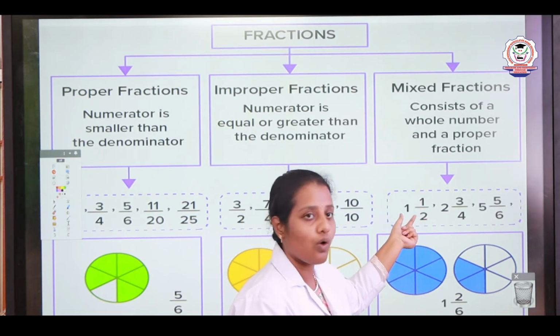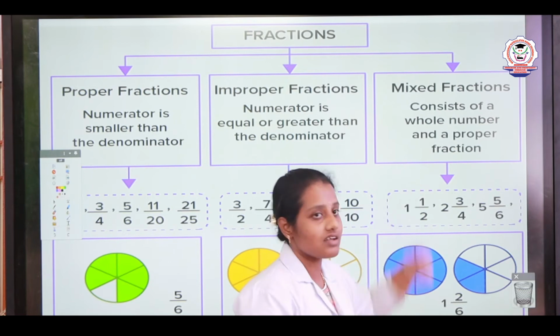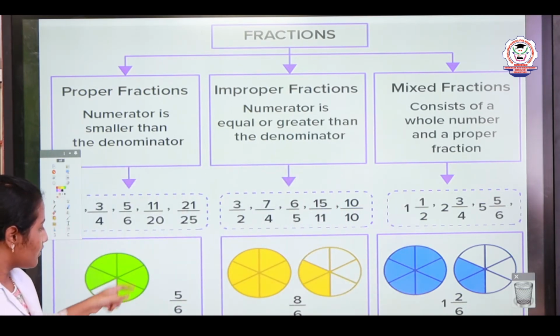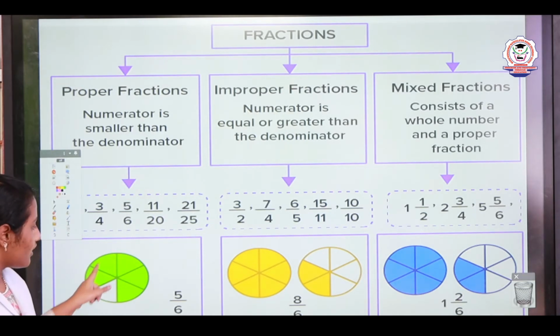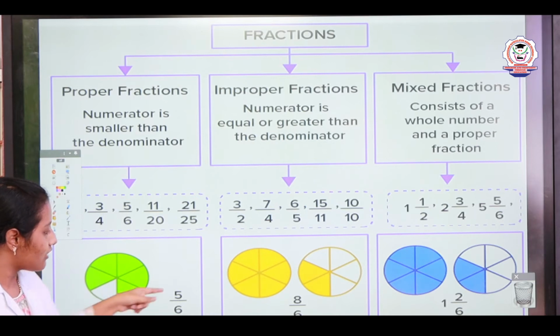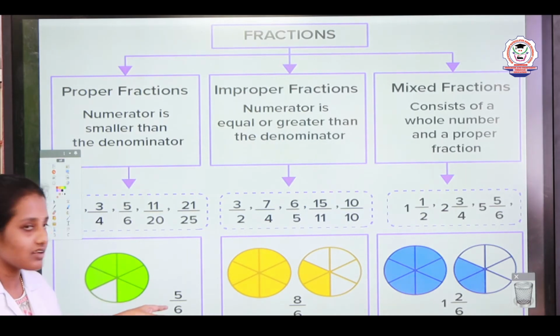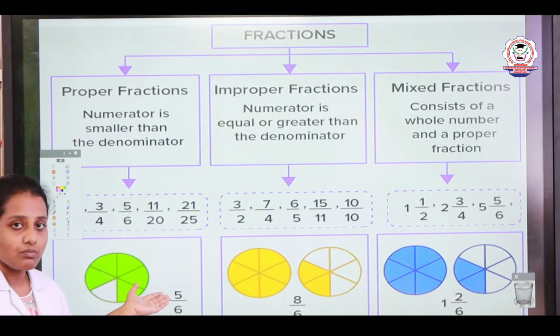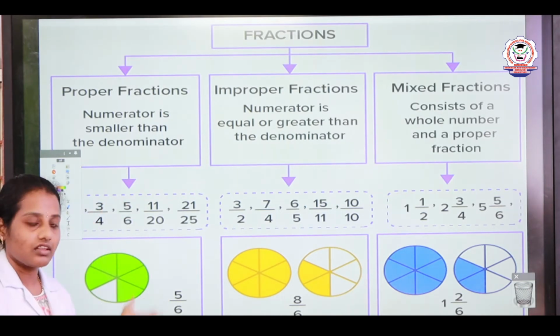If we have a whole number, it will be considered a mixed fraction. See in the picture, my dear, they have given one circle here. We have divided the circle into 6 parts. 5 parts are shaded, and 5 is the numerator and 6 is the denominator. So it is a proper fraction, because the numerator is smaller than the denominator.